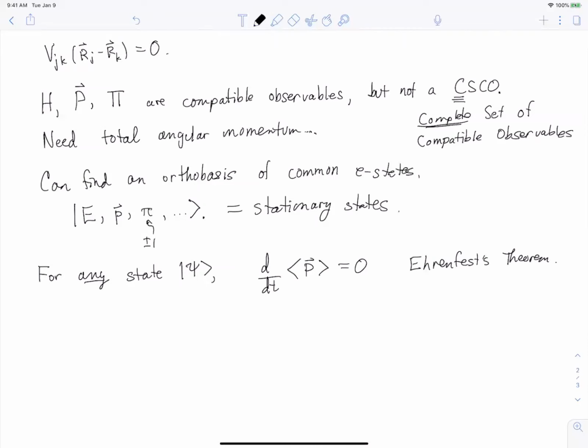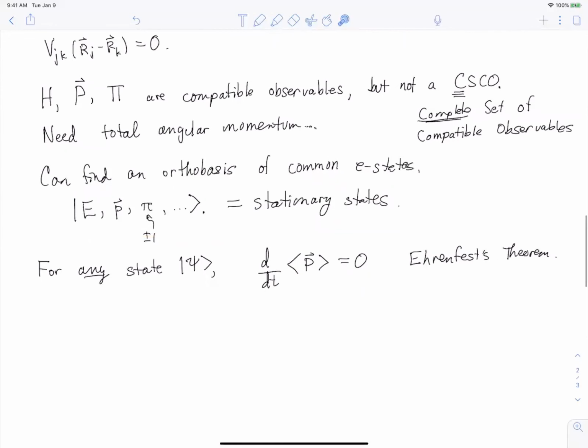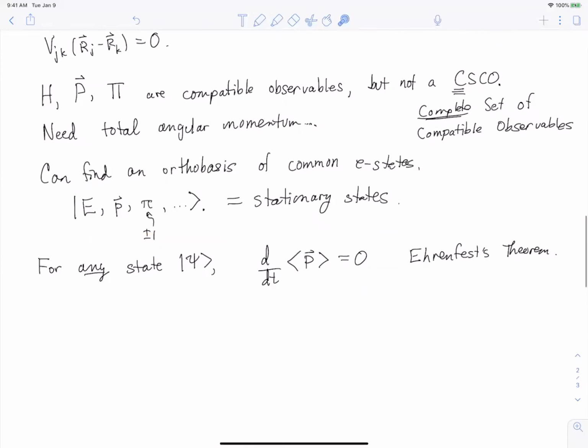Okay. So that's one of the reasons it's nice to identify compatible observables, so that you can make statements like this and so that you know in advance what sort of stationary states you're looking for. When we did the square well and the particle in a box, we naturally found that those were eigenstates of parity, because parity commuted with the Hamiltonian. But all of this explains why it's guaranteed to happen.